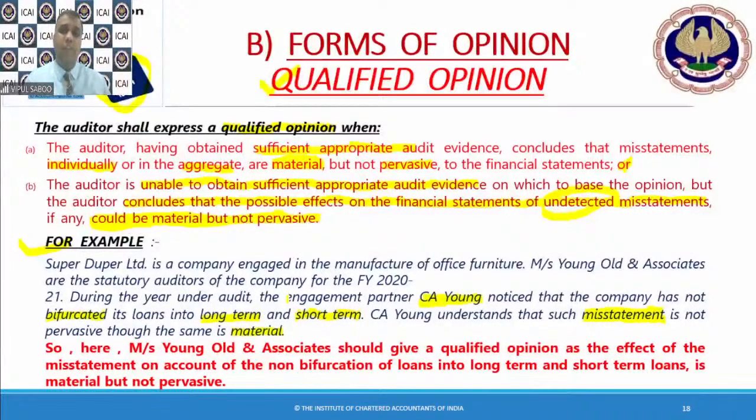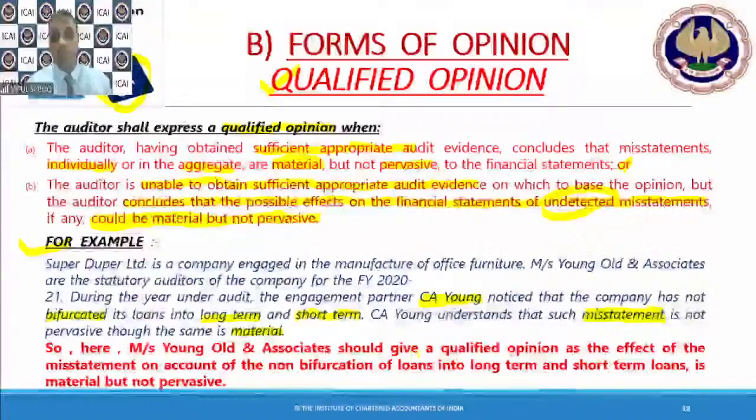So no bifurcation of loans into short and long term is like the cut on the finger. It is limited to the advances section only. It is material, but it is not pervasive. It is not affecting the financial statements as a whole. So CA Young understands that. Here, Messrs. Young, Old and Associates shall give a qualified opinion, as the effect of the misstatement on account of the non-bifurcation of loans into long-term and short-term is material but not pervasive.